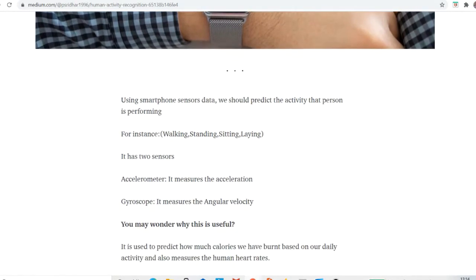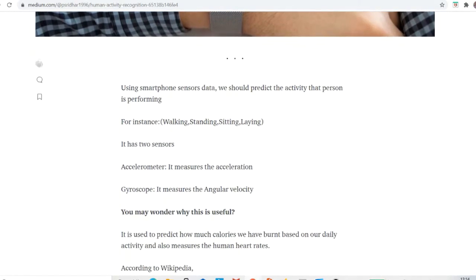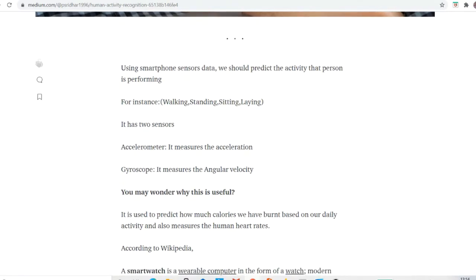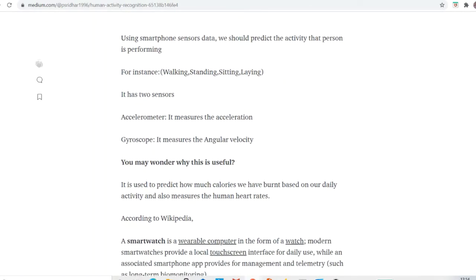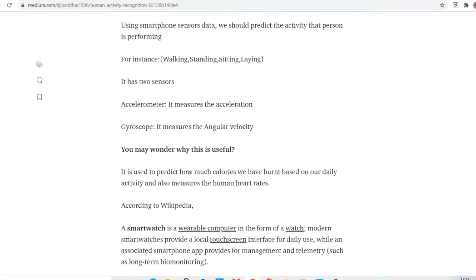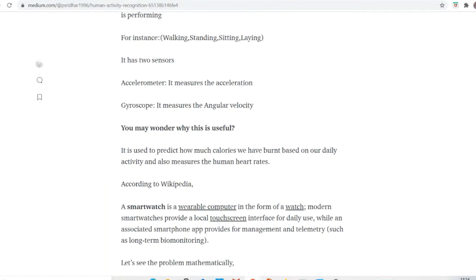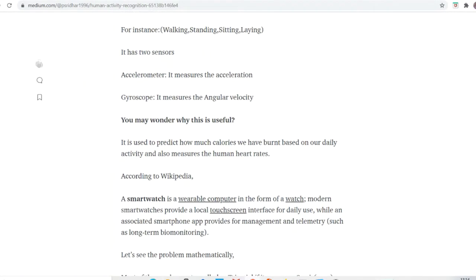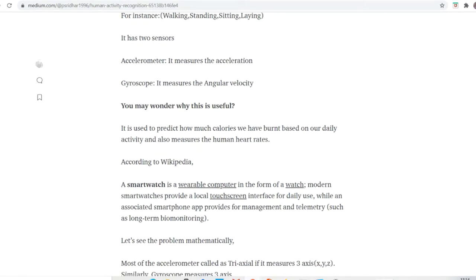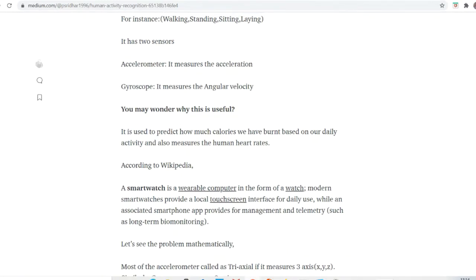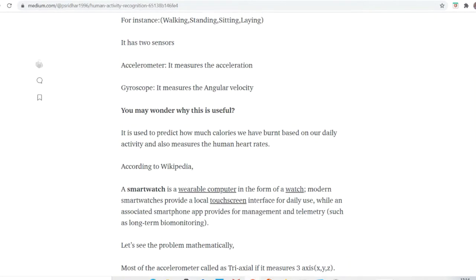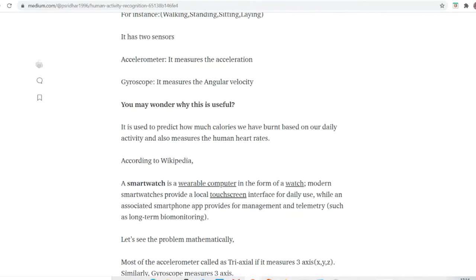This dataset is collected from 30 persons, referred to as subjects in this dataset, performing different activities with a smartphone attached to their waists. The data is recorded with the help of sensors, accelerometer and gyroscope, in that smartphone. This experiment was video recorded to label the data manually. Using smartphone sensor data, we should predict the activity that the person is performing, for instance, walking, standing, sitting, laying.